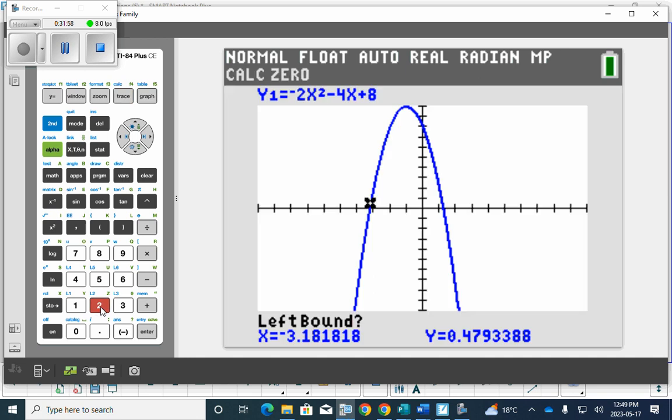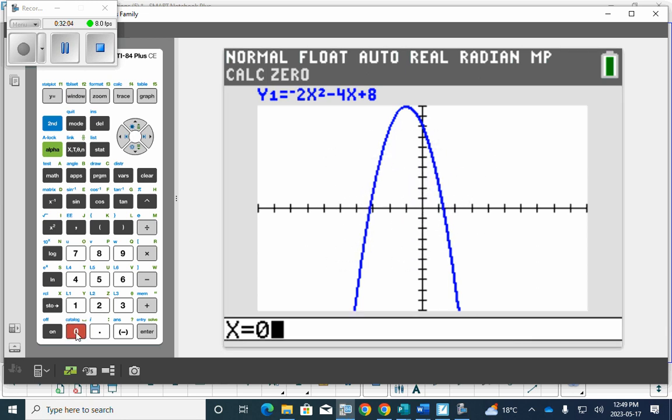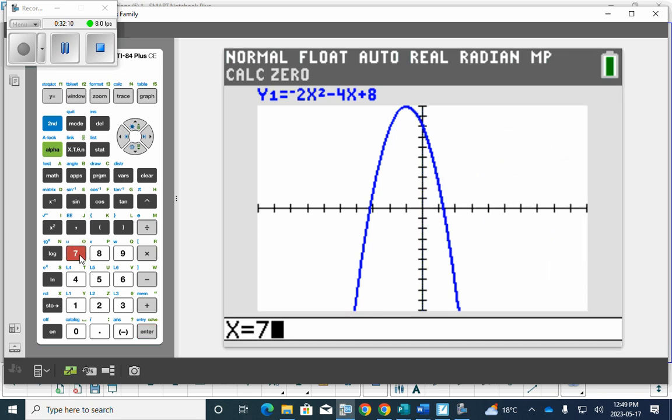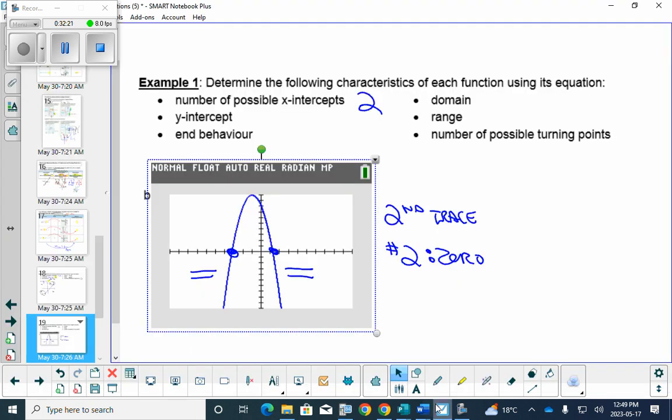Now, this is what I'm looking for. So give me a number on the left side. I'll go with 0. Give me a number on the right side. I'll go with 7. Most useless feature ever. 1.24. Okay. So -3.24 and 1.24. Now again, that was not part of this question. I just wanted to review the button pushing.